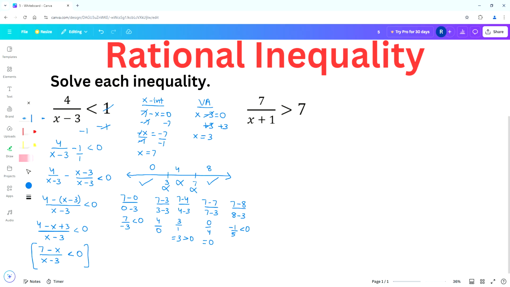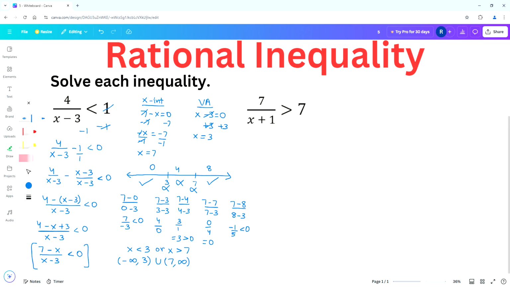So the solution for this inequality can be written in inequality notation as x less than 3 or x greater than 7. In interval notation, the solution can be written as shown here. This should be the final answer for the first inequality.